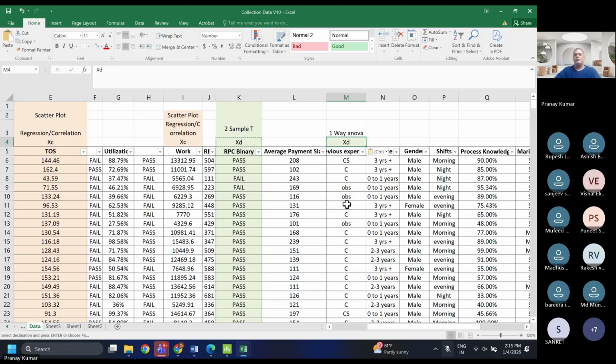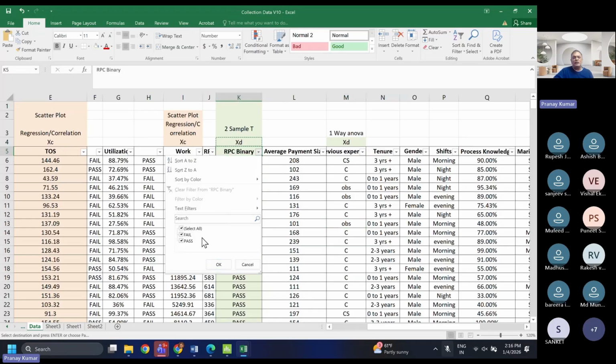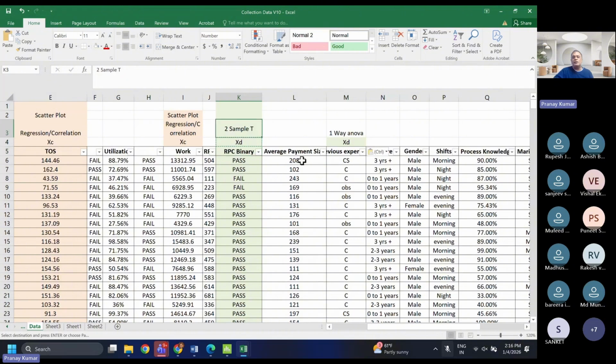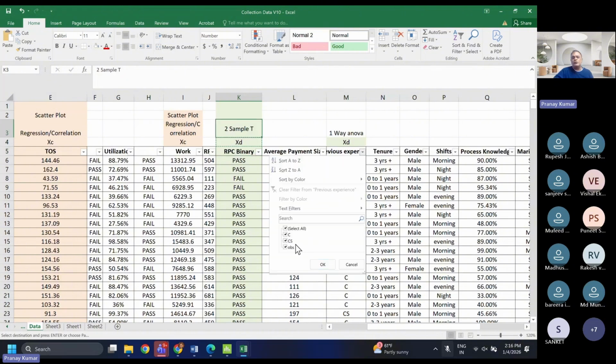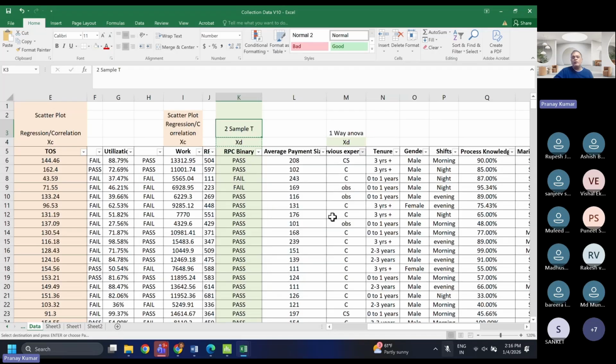So when we are doing, let's say, one sample t test or two sample t test, we only take one variable, right? We only take one X. But that X will have multiple levels. If that level is two only, I have taken RPC. RPC currently has two levels, pass and fail. Then I'm using the two sample t-test. When I have more than two subgroups, I have C, CS, and OBS. Then I'm doing one-way ANOVA.